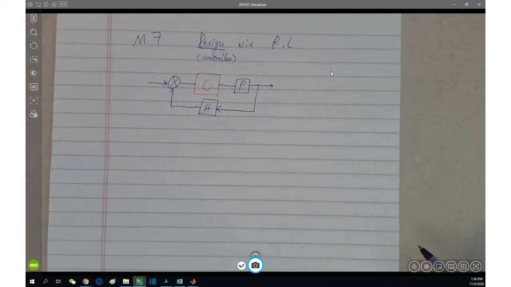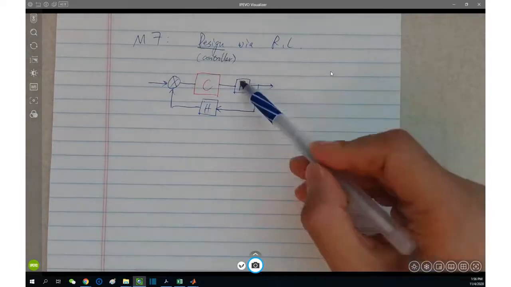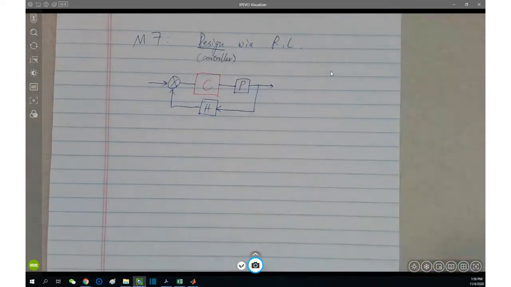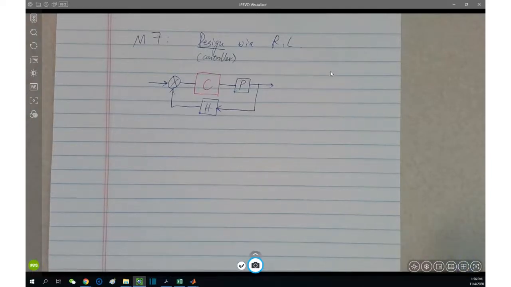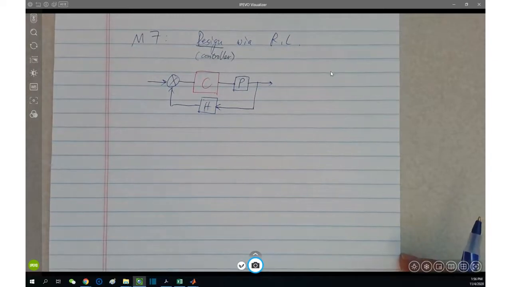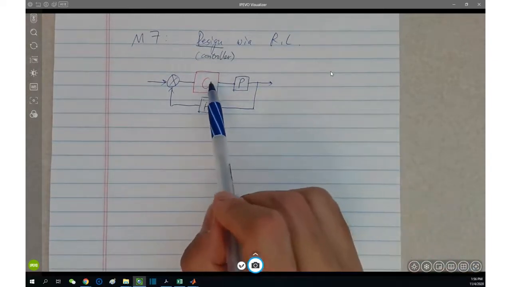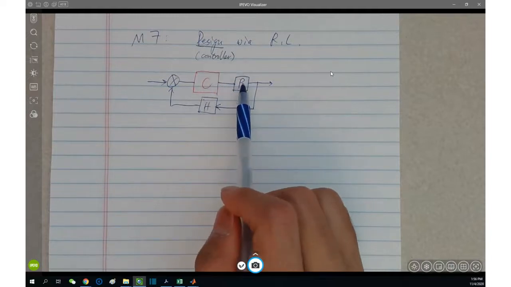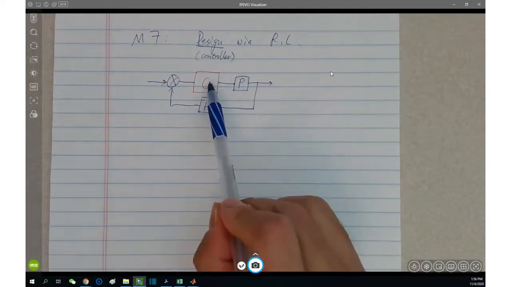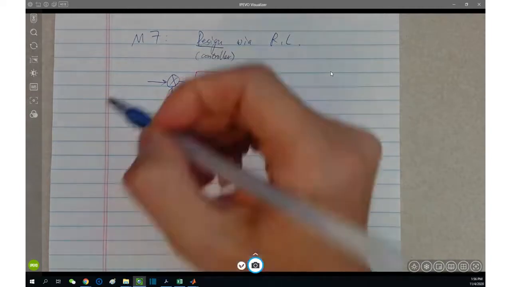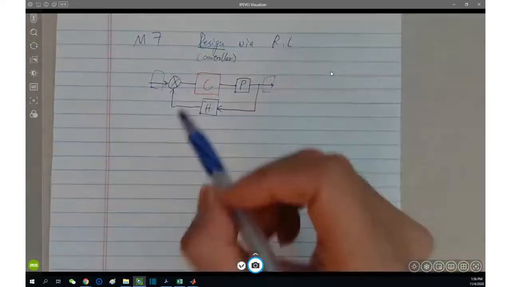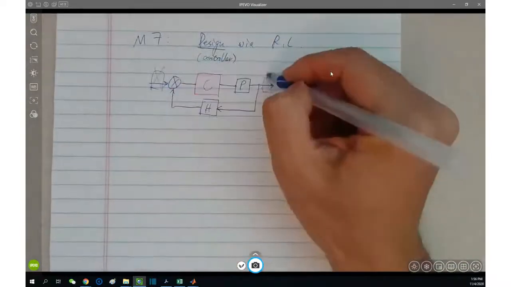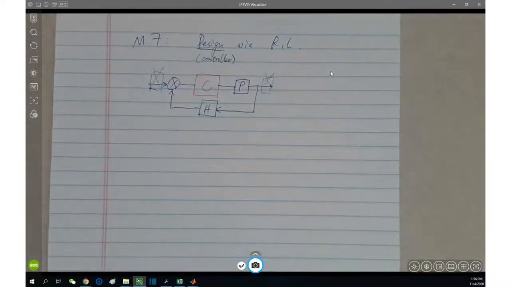Originally, we have a system with transfer function P and with feedback transfer function H. It is already a closed loop system. We are now designing a controller right before the P, in the forward path. Not here, not here either. It's right before the P. This is the system block diagram, visualize it in your mind.